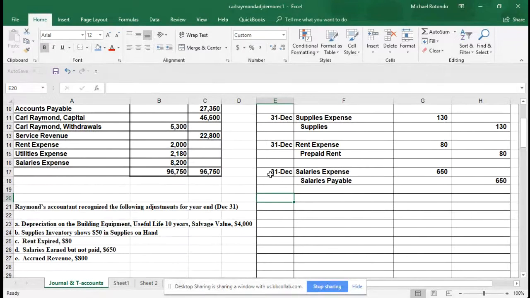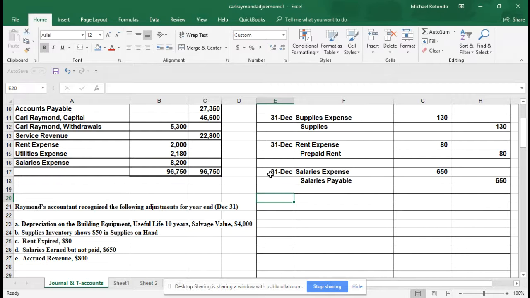Now, our last adjusting entry is accrued revenue, $800. Well, to accrue something means to add to it, to build it up. It's like accruing vacation time at work. So what we find here is that we have $800 of revenue that for whatever reason was never recorded. Now, if we had received the cash for it, it would have been a transaction. So we know that we did not get paid. So this means that customers owe us $800. For whatever reason, it did not get recorded, so we need to record it.